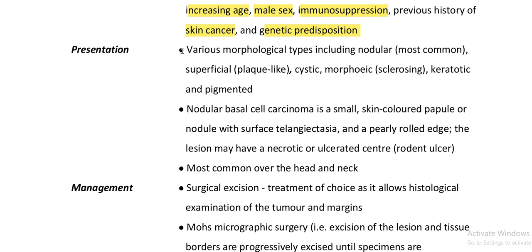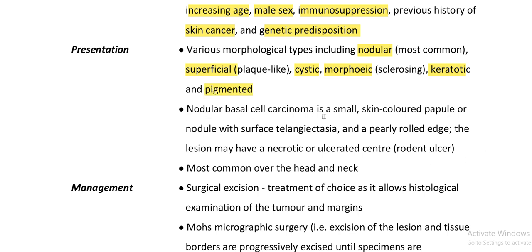So what are the types? Various morphological types we can see here. There is nodular. Nodular is the most common one. Then superficial, plaque-like, cystic, morphoeic, which is also called sclerosing, and another one is keratotic, and another is pigmented.